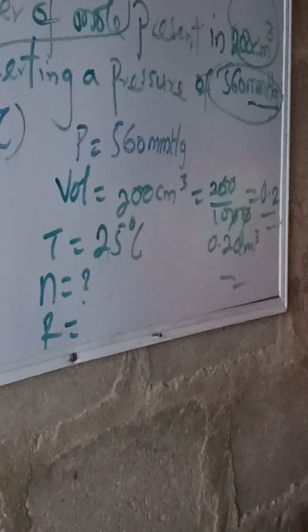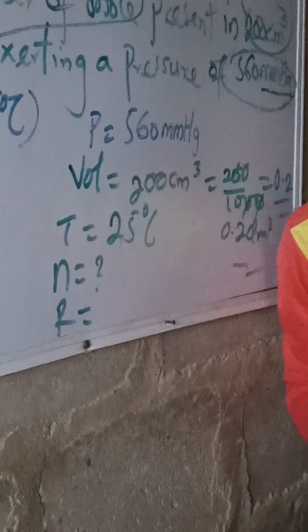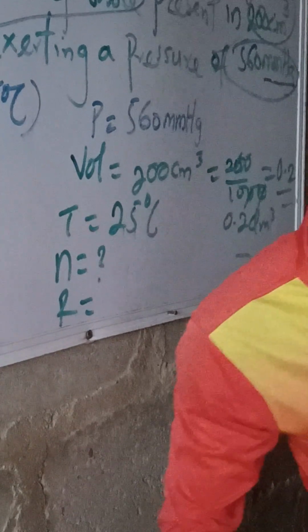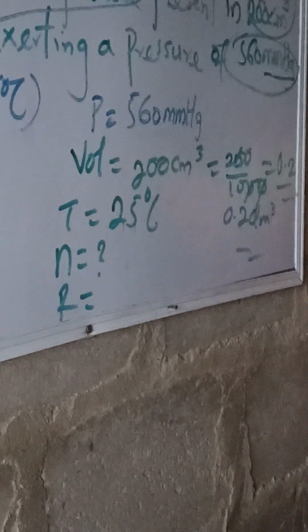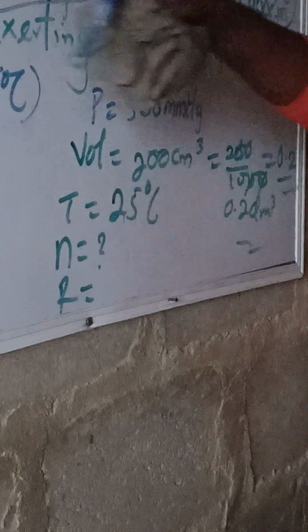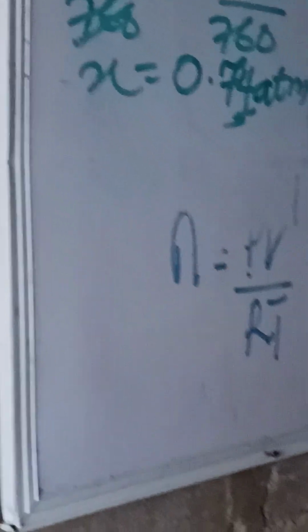Are we together? We all know that 1000 centimeter cube equals 1 DM cube. Then 200 centimeter cube will give us 0.2 DM cube. The way we do this for pressure, it's still the same thing. That is how we get this.